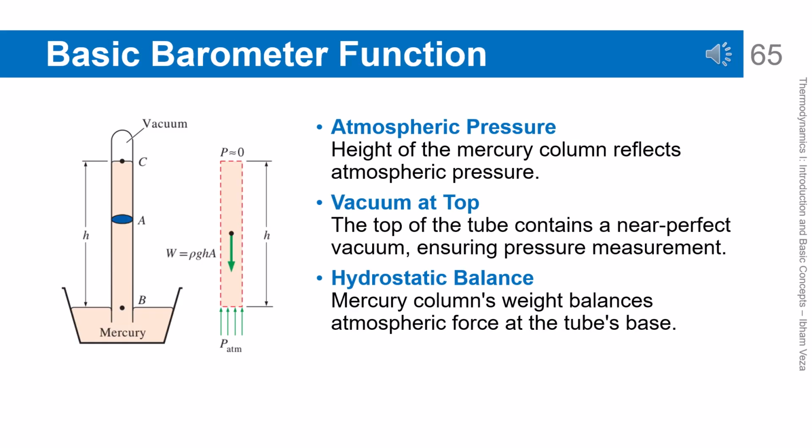Basic barometer function. A barometer is used to measure atmospheric pressure using a mercury column. The height of the mercury column indicates the magnitude of atmospheric pressure. The top of the tube contains an almost perfect vacuum. Equilibrium is achieved when the weight of the mercury column balances the outside air pressure. This principle is the basis of atmospheric pressure measurement.